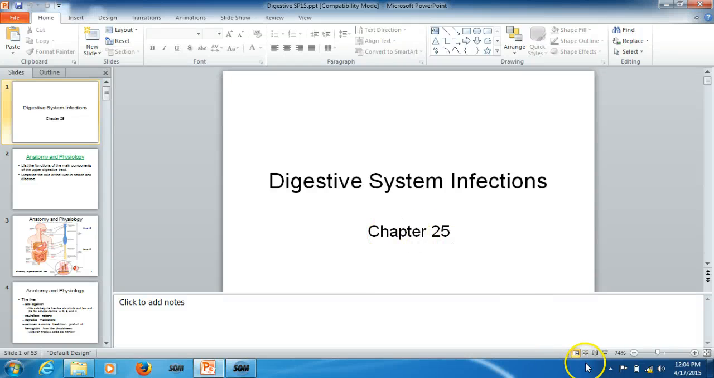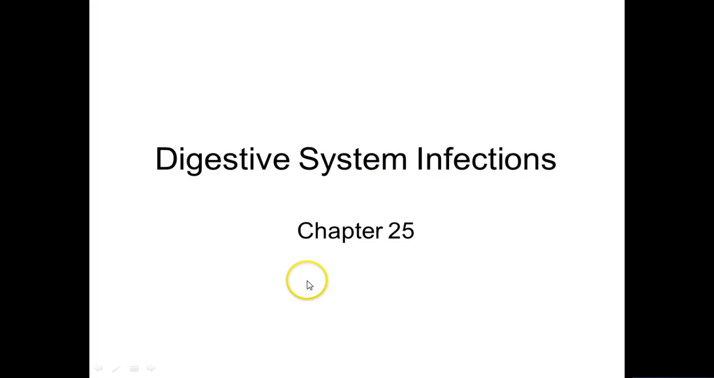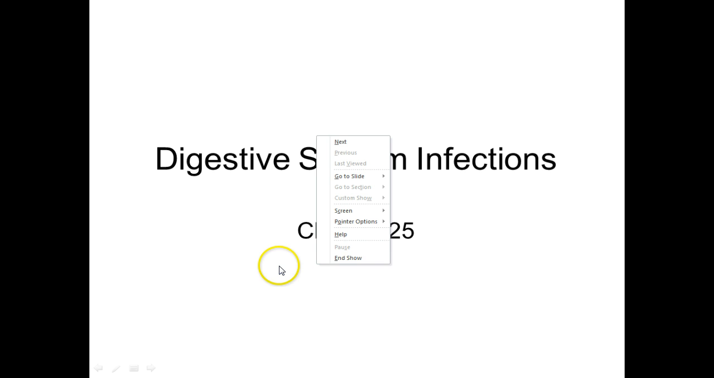Although I didn't erase that chapter number, I meant to do that. So we're on Unit 4, even though we haven't taken the Unit 3 test, right? This is Unit 4 stuff. This is digestive system infections. I don't know if it's still Chapter 25 in your book. I meant to erase that.